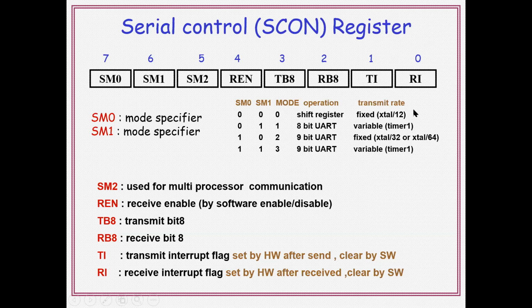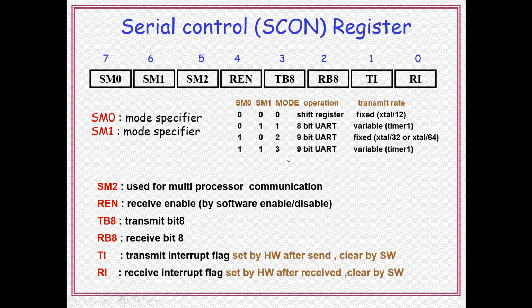Next one, 8 data bits, one parity bit. So in these cases, the baud rate is fixed one, that is external crystal oscillator divided by 32 or crystal oscillator divided by 64.